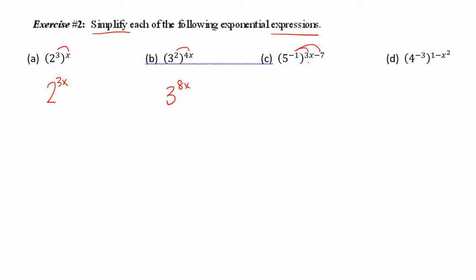This one we have to distribute twice. So we get 5 to the power of negative 3x plus 7. And this is all in the exponent. And then same thing here. We distribute twice. So negative 3 times 1 is negative 3. And negative 3 times negative x squared is plus 3x squared. So those are some skills we're going to need to solve these next equations.